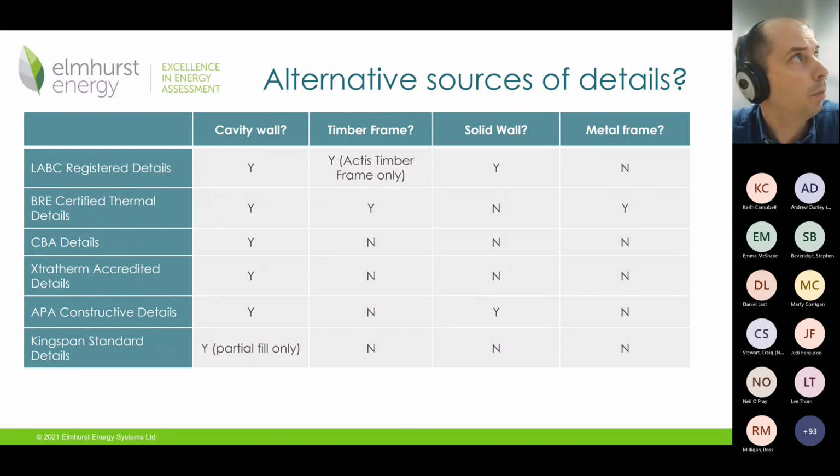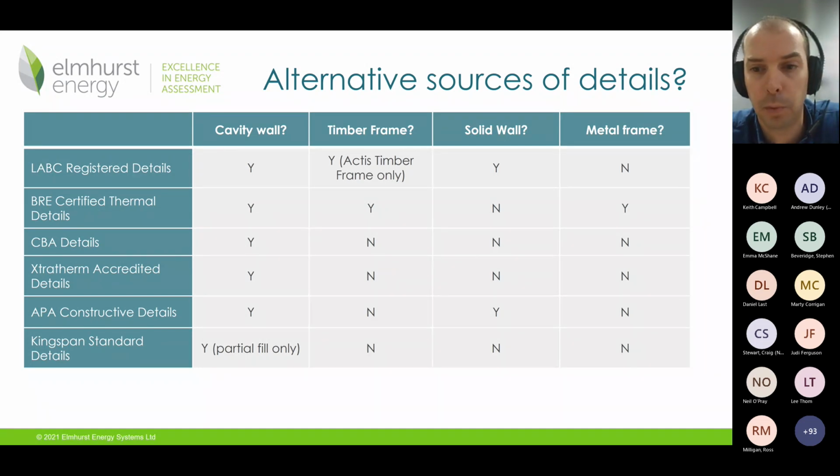LABSS, I know it's not necessarily relevant north of the border, but they do have registered details available, which are sets of construction details, which if the client builds to, the SAP assessors then can claim the benefit in their SAP assessment for. BRE have a scheme, Concrete Block Association, CBA. Some of the insulation manufacturers, so Extra Therm have details, Kingspan do as well. APA is Aircrete Product Association, so that's for lightweight blocks.